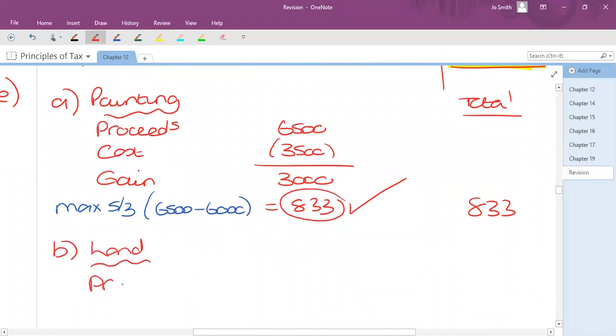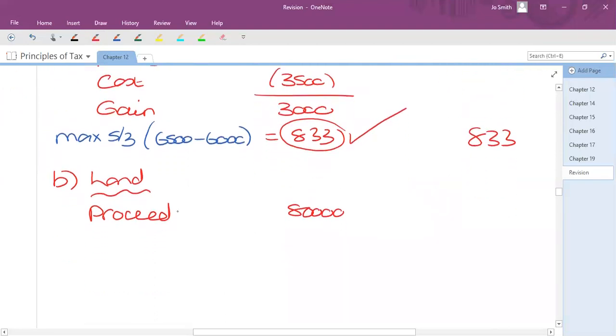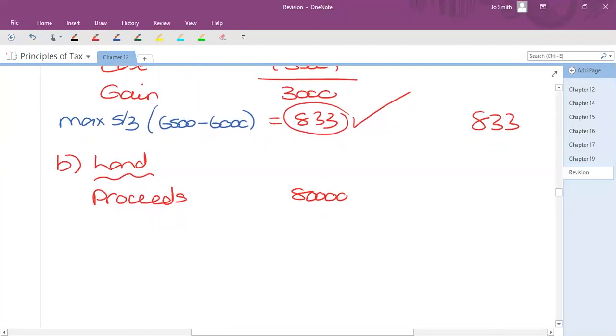Now the land was our part disposal, so we can start off with the easy bit, which is the proceeds. Right, and if you can't do all the questions, just fill in these easy figures. You will get marks for putting some of these numbers in, so just do the bits you can.